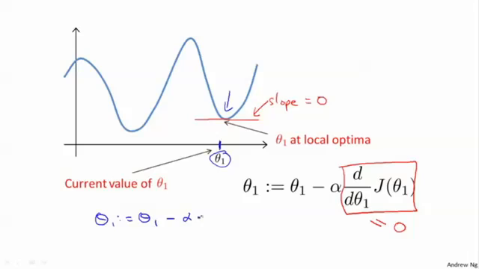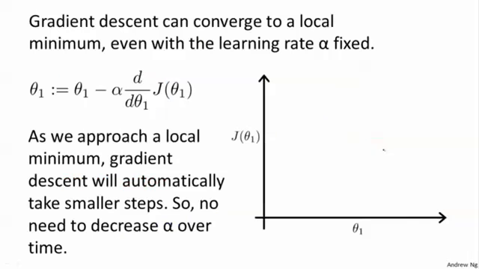times 0. And so what this means is that if you're already at the local optimum, it leaves theta1 unchanged, because it updates theta1 equals theta1. So if your parameter is already at the local minimum, one step of gradient descent does absolutely nothing. It doesn't change the parameter, which is what you want, because it keeps your solution at the local optimum. This also explains why gradient descent can converge to a local minimum even with the learning rate alpha fixed. Here's what I mean by that.